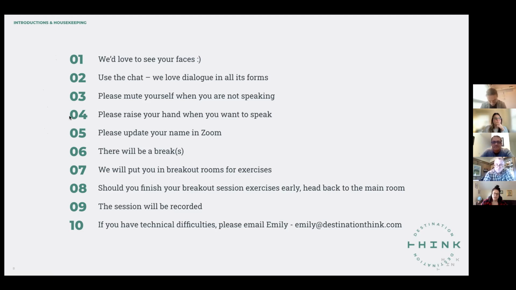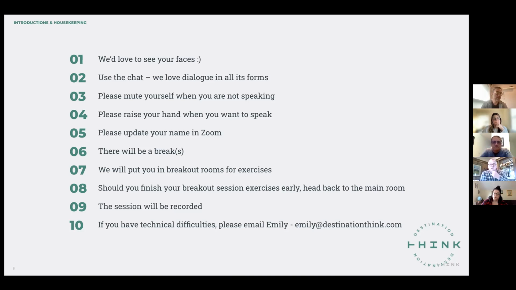Updating your Zoom name. We want to make sure we have everybody's name as per the registration list. So you can hover over your face and there's three little dots that allow you to rename your Zoom name. We will have a break as well to make sure you get to grab a breath of fresh air, use the washroom, check your emails. And we'll also have breakout rooms for those exercises. If you do finish your session a bit early, feel free to come back to the main room and we'll keep moving with our schedule.